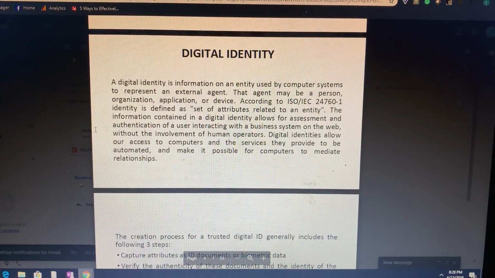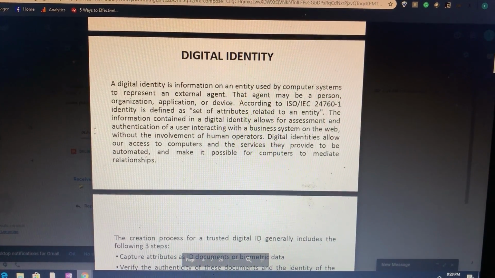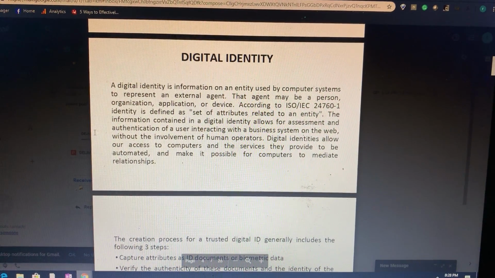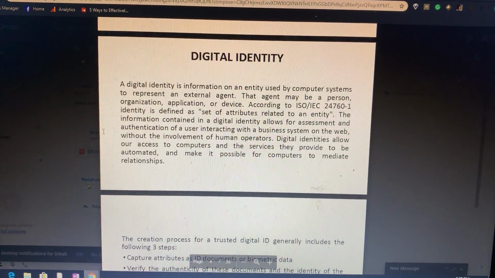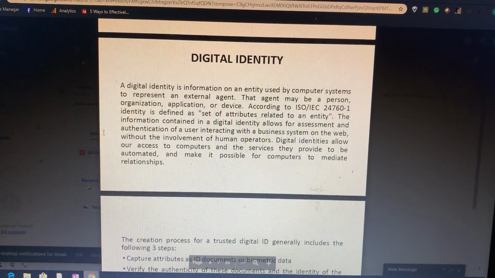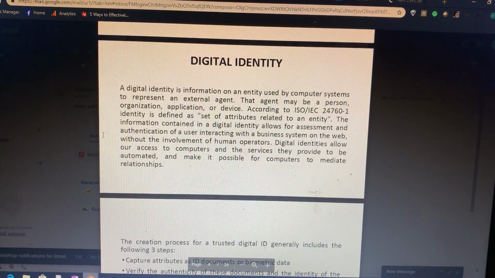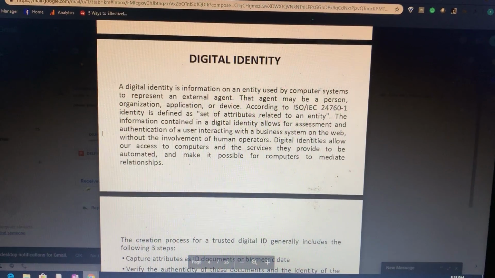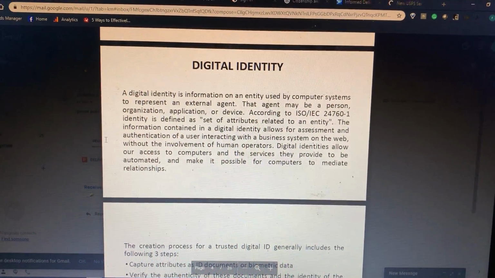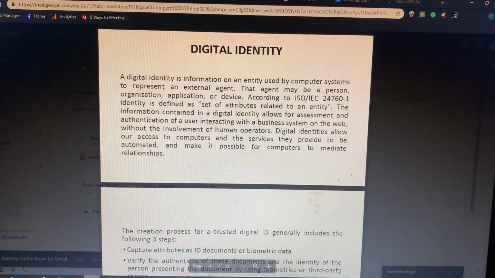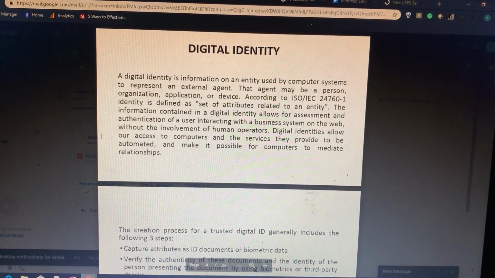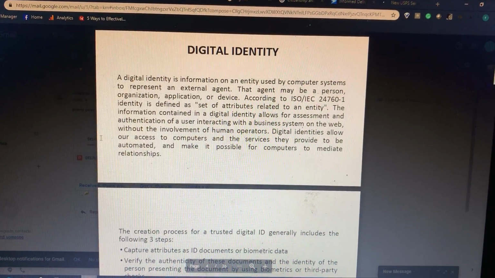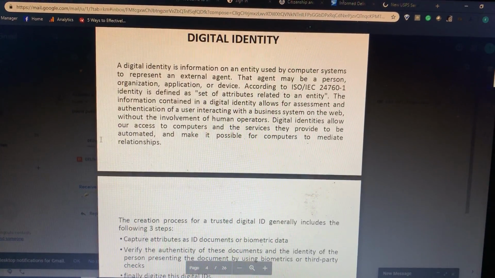A digital identity is information on an entity used by a computer system to represent an external agent. That external agent may be a person, organization, application, or device. According to ISO 24760, identity is defined as a set of attributes related to an entity. The information contained in a digital identity allows for assessment and authentication of a user interacting with a business system on the web. Without the involvement of human operators, digital identities allow access to computers and the other services they provide to be automated and make it possible for computers to mediate relationships.